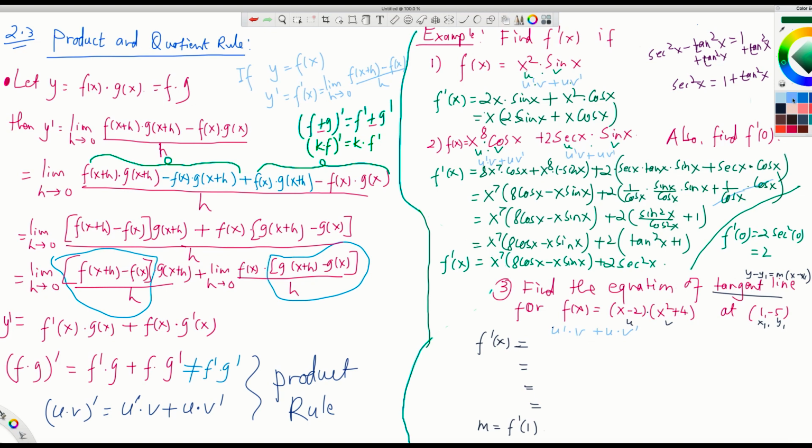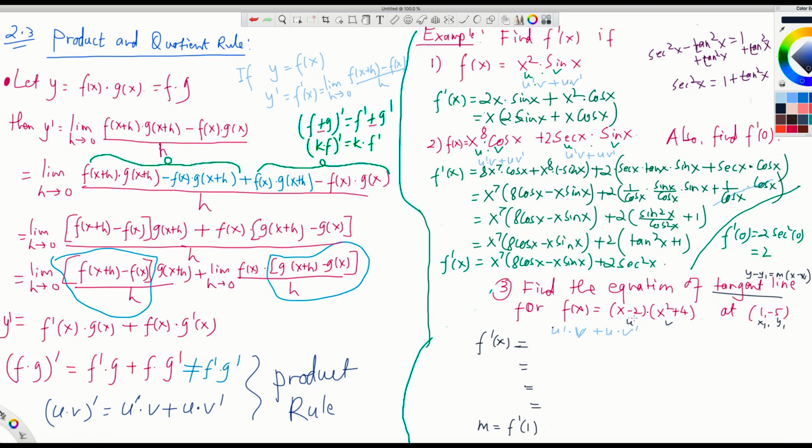Now let us do the final example on the product. Okay, so how do I do this? Look at this again. You have to find the equation of the tangent line. Do you remember the equation of a line? If a point is given, this point is x1, y1. It says, find the equation of the tangent line for f of x equals x minus 2 times x squared plus 4. Any line has the equation y minus y1 equals m times x minus x1. What is m? M is the slope. Slope is given by the derivative. So we will find the derivative for the slope first.